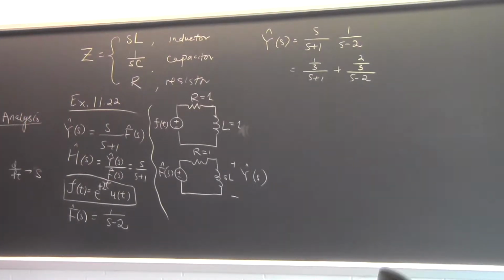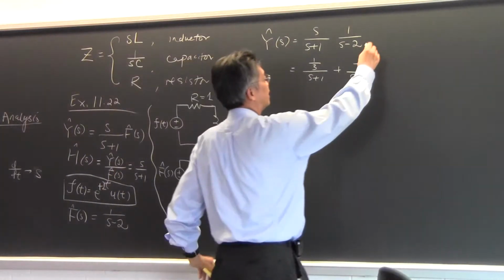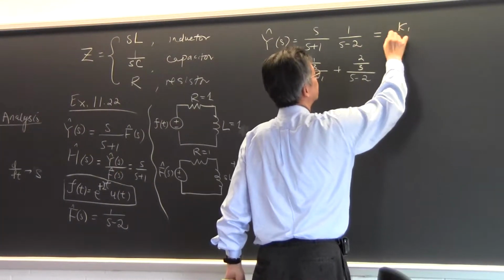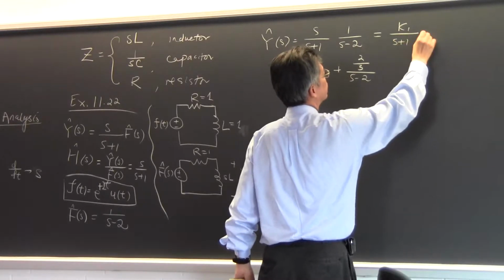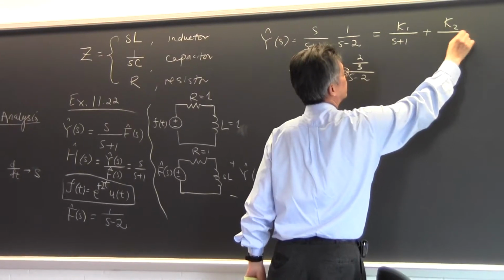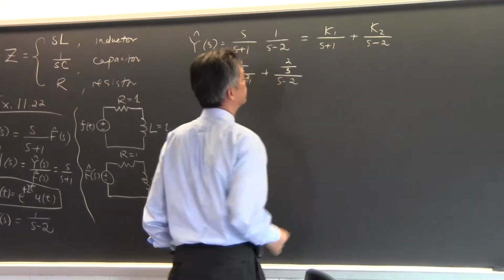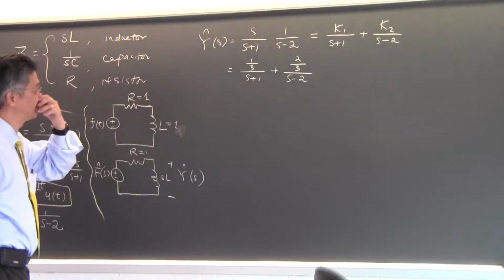Do you need me to go into the partial fraction in greater detail? Or I presume that you know how to do that. Yes? Can you please? Okay, good. So let's first write this out as K1 over S plus 1 plus K2 over S minus 2, assuming that it can be done that way.